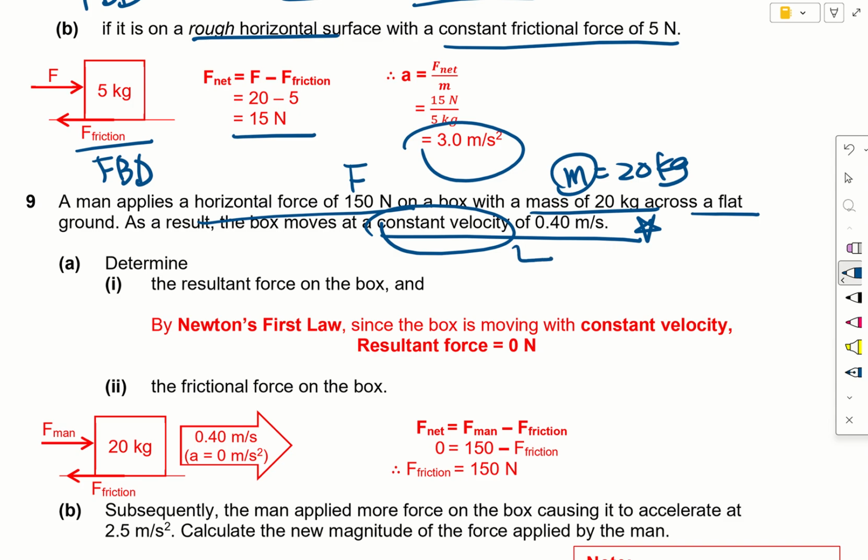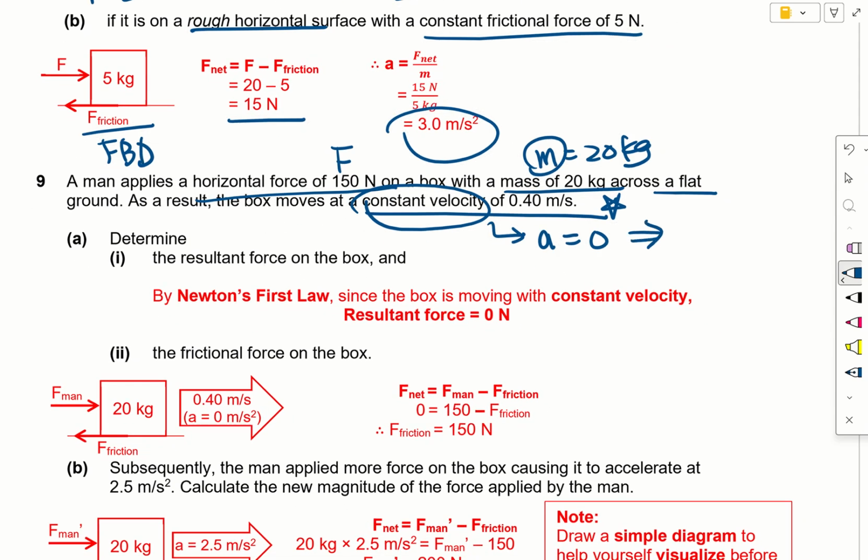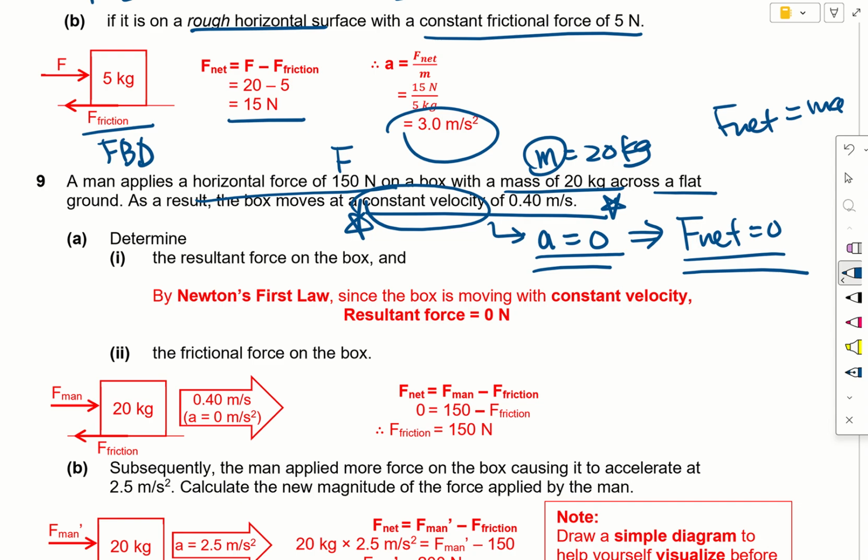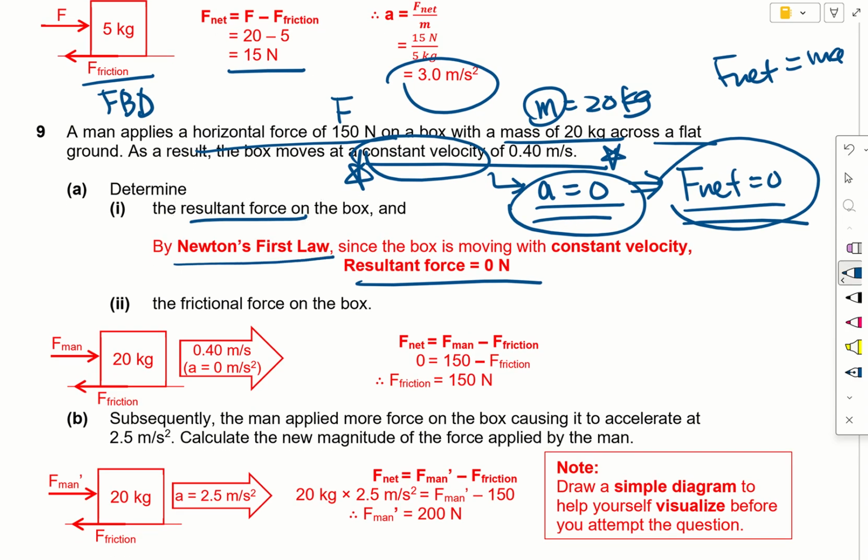Whenever you see constant velocity, what must come to your mind? You must think acceleration is 0. If acceleration is 0, that means your F net is 0, because F net equals ma. So this is a very important sentence. If you see anything moving with a constant velocity, therefore acceleration is 0, so your F net equals 0. So determine the resultant force. We have gotten the answer already, because we know constant velocity, acceleration is 0, F net is also 0. Do you need to write Newton's first law? You don't need to. This is just a 1-mark question.